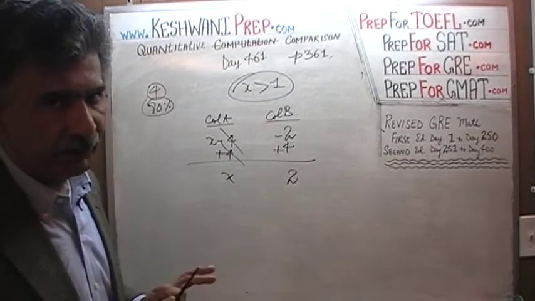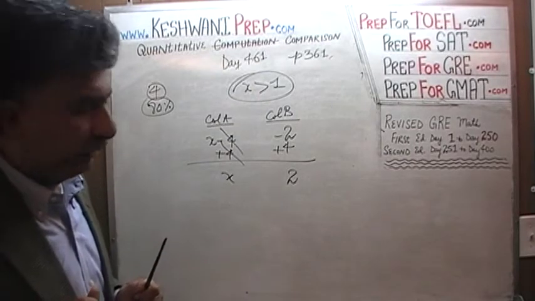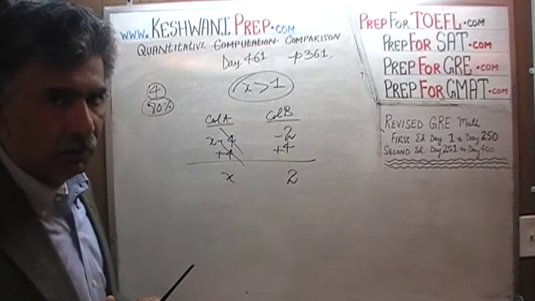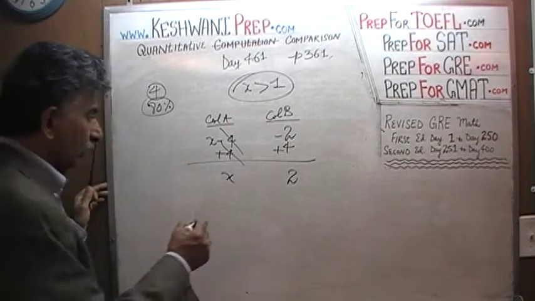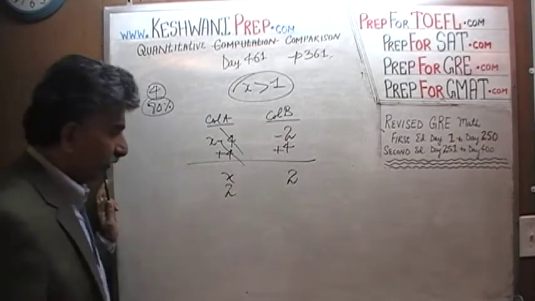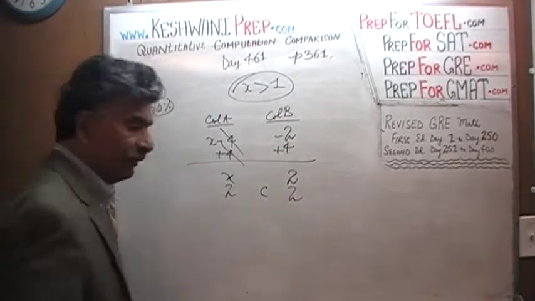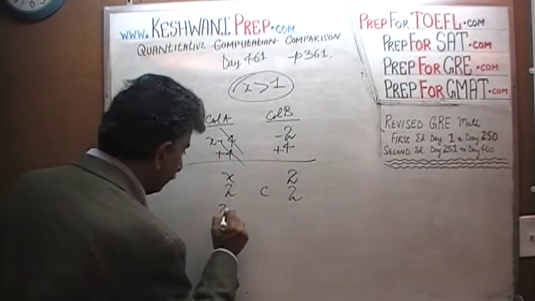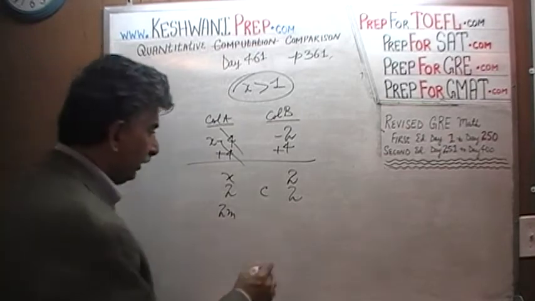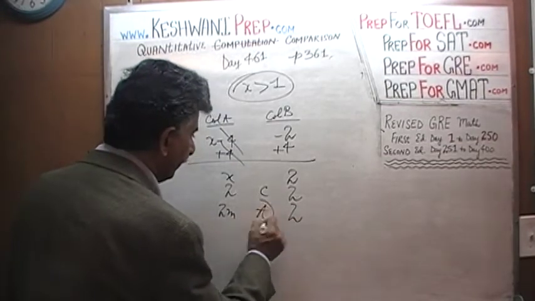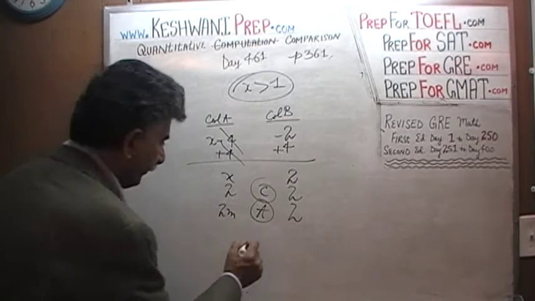All we know is that x, whatever it is, is more than 1. Is that enough for us to figure out which quantity is bigger? Well, we don't know. x could be 2. If x happens to be 2, then 2 is equal to 2, and the answer would be C. Or x could be 2 million. If x happens to be 2 million, then 2 million versus 2, the answer would be A. We do not know. The answer is D.